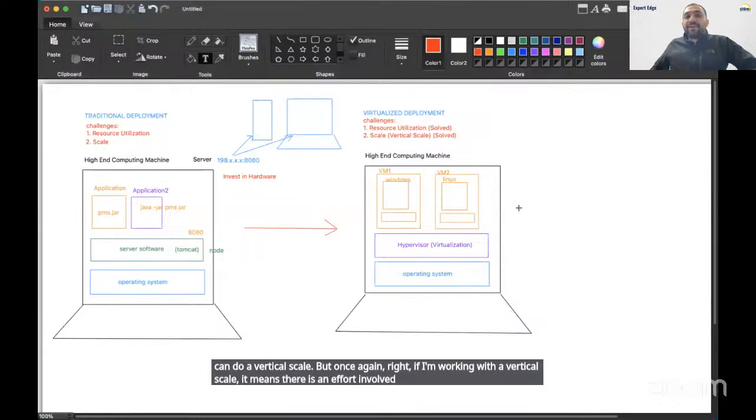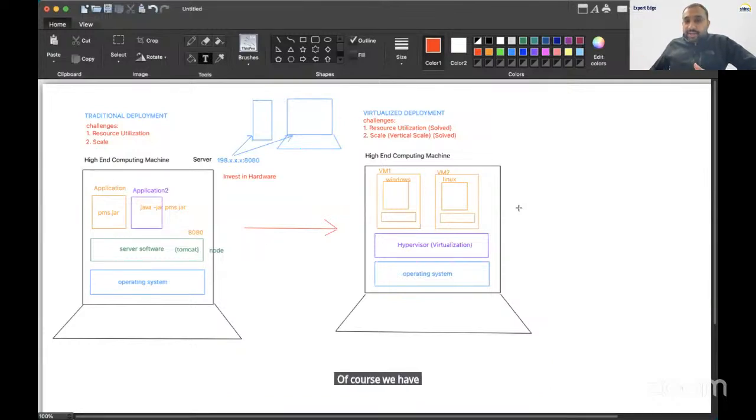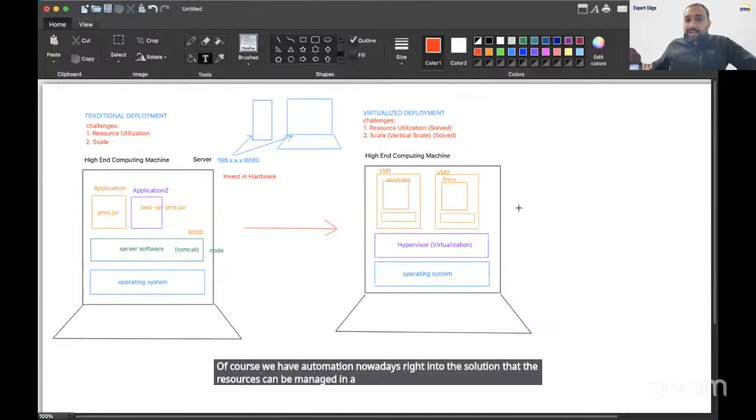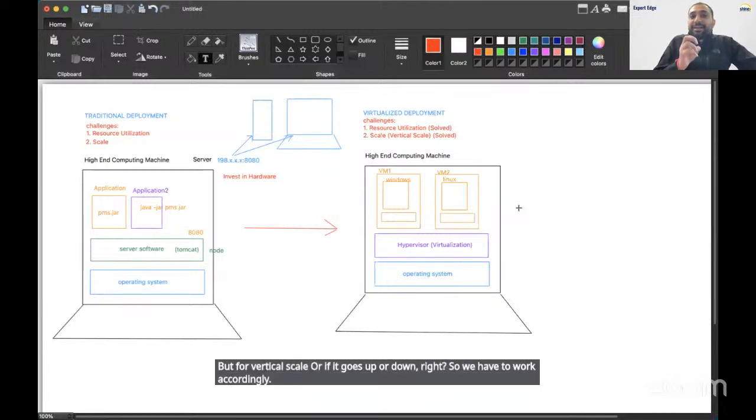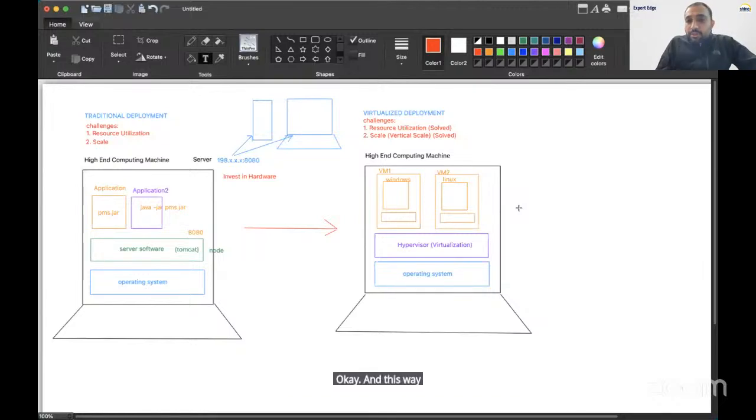Of course, we have automation nowadays in the solution, so that the resources can be managed in a way that scale happens automatically for us. But for vertical scale, whether it goes up or down, we have to work accordingly. This way we are also trying to understand that there is load on a single virtual machine.